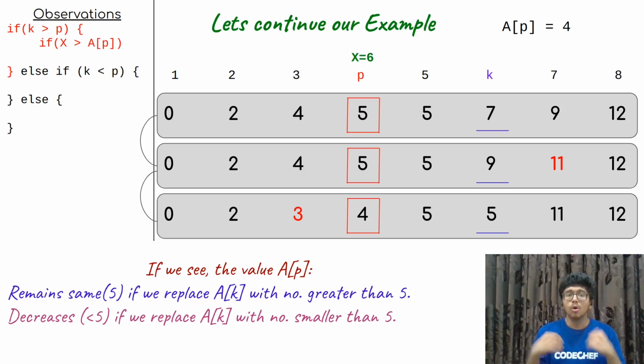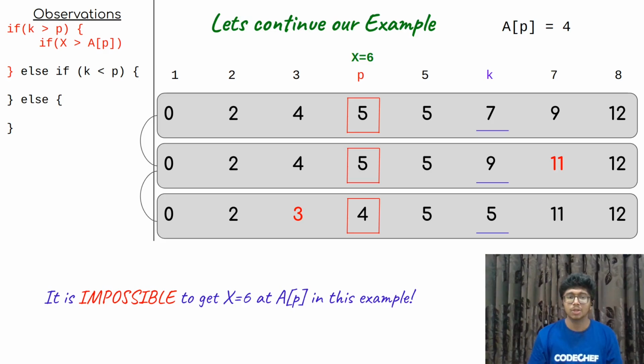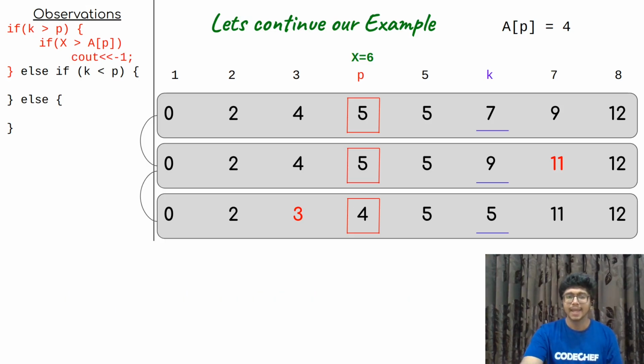So in all the possibilities, when the value of x is greater than a of p, it is impossible for us to get the value x equal to 6 at a of p, right? You can perform an infinite number of operations. For this particular example, it is not possible to get the value, and hence we would be printing -1 in this case. So we got a case where k is greater than p, and if x is greater than a of p, then you have no option, it is impossible, and hence you will be printing -1.